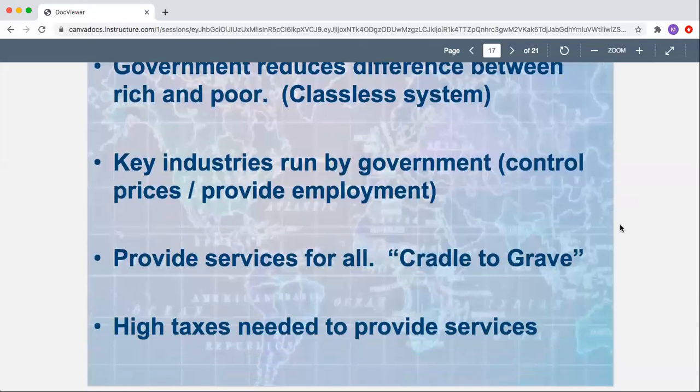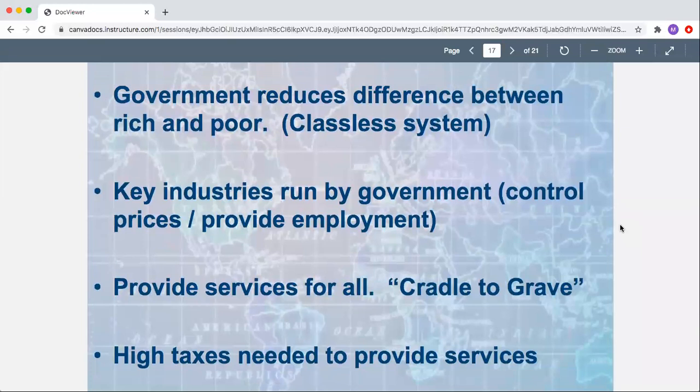So it says there's high taxes needed to provide services. If you think about this, key industries are run by the government. They're controlling the pricing of things. They're controlling the jobs that people have. And they pay a lot of taxes in order to provide everybody with the basic services that they need. So it's very much in the middle.